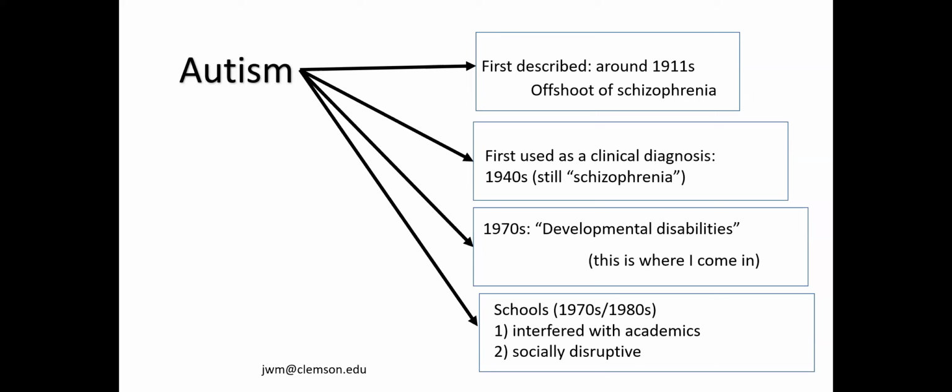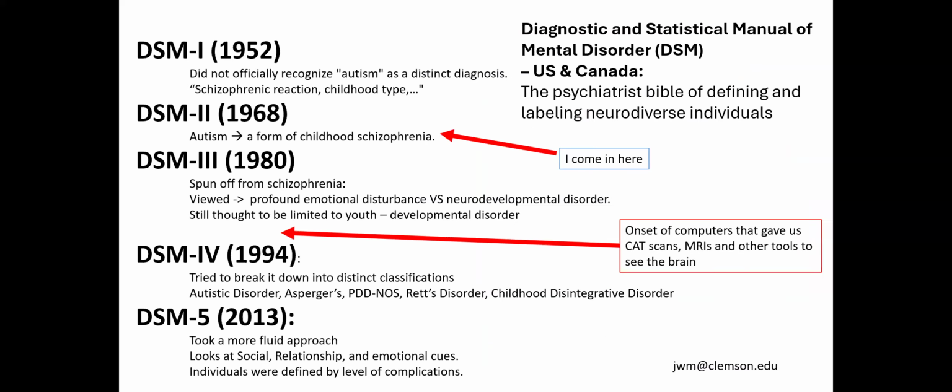At that time, schools were only diagnosing those where it interfered with academics and those who were socially disruptive. And it was still commonly used as a childhood diagnosis. So here's the history in the DSM, which is used by America and Canada. And in the DSM, they did not even recognize it until about 1968 when it came out, but it was still a form of schizophrenia. And I come in about that time.